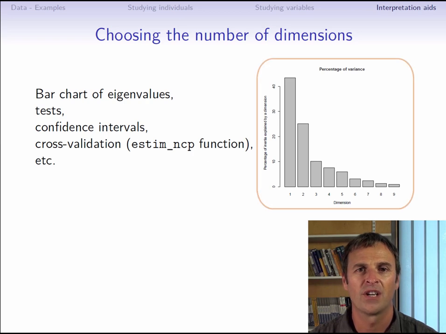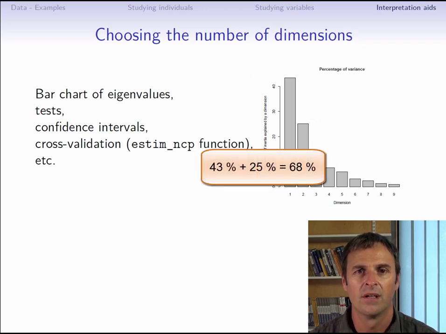This percentage can be seen as the percentage of the overall information contained in the 1D or 2D mapping. We can plot a bar chart with the percentage of variance or percentage of inertia explained by each dimension. So here we see that the percentage of explained variance in the first dimension is approximately 43% and around 25% in the second. Together, the two dimensions explain 68% of the information contained in the dataset.